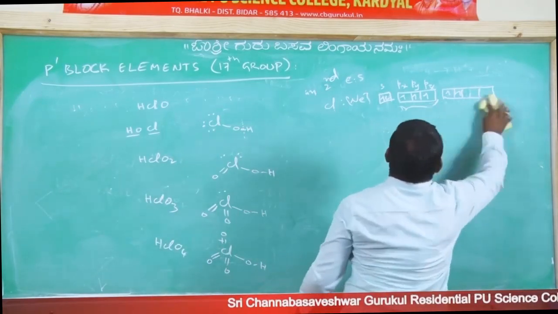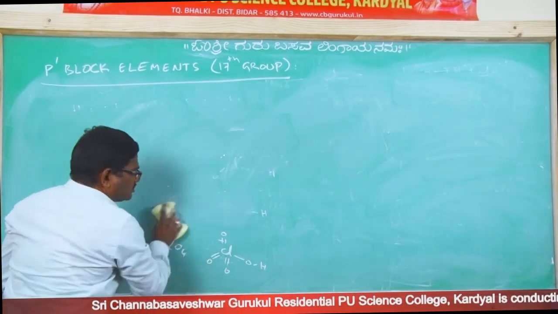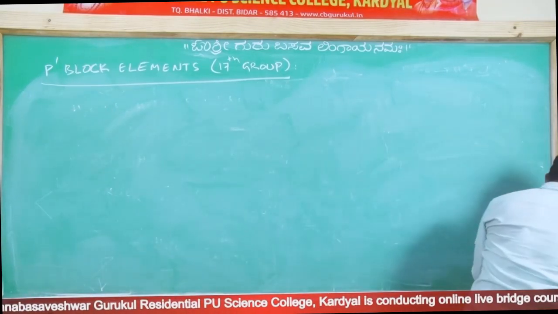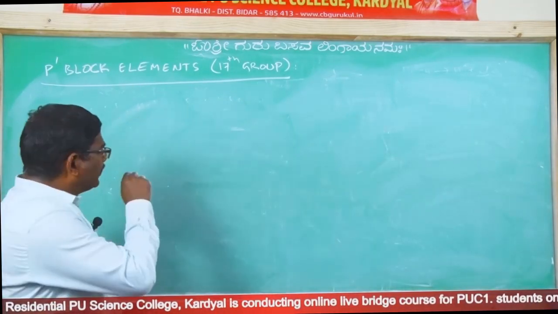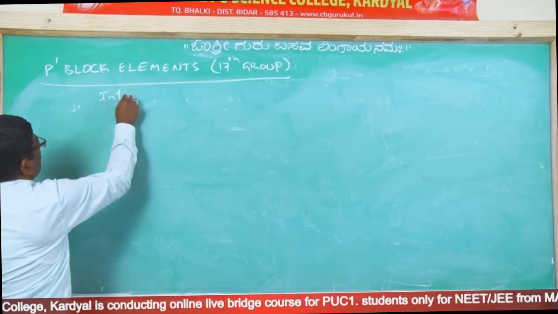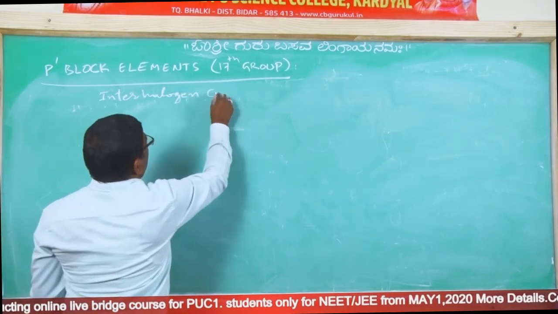So these are oxo acids of 17th group elements. Clear? And next, the last sub concept left in this lesson will be interhalogen compounds.